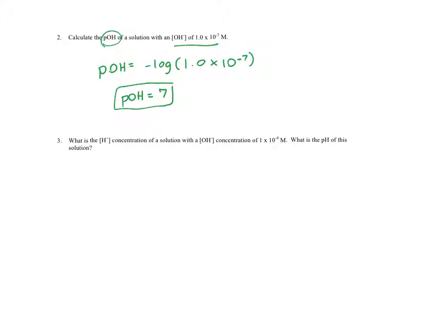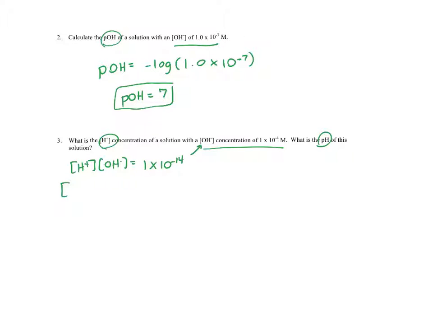Now we're going to change it up a bit. It says, what is the H plus concentration of a solution with an OH minus concentration of 1 times 10 to the negative 4th, and what is the pH of this? So here's where you really have to figure out which equation is going to work for you. There is a way to do the H plus concentration with the 10 to the negative pH, but we don't have a pH. So the only way to calculate the H plus concentration with what we're given, which is the concentration of OH minus, is to use the equation that when you multiply H plus times OH minus, you should get 1 times 10 to the negative 14th.